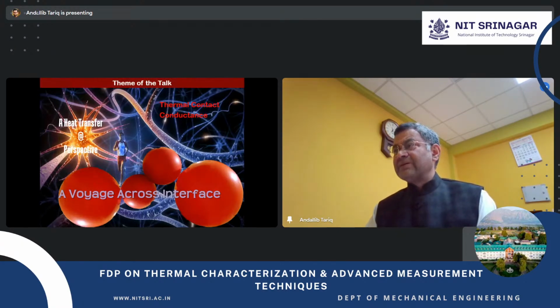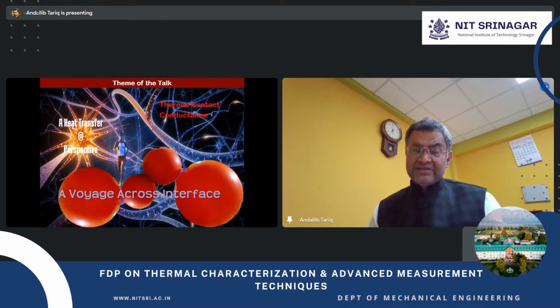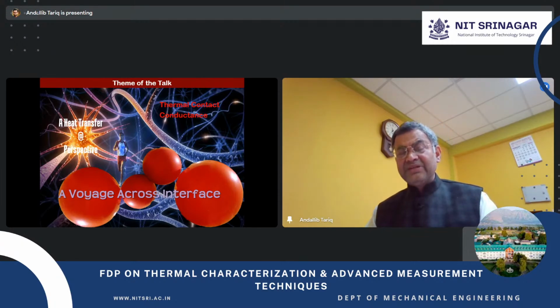And the scope and theme of today's talk is related to the heat transfer perspective, a voyage across the heat. These are just the molecular particles when we see any object at the molecular level. So at the surface, a lot of asperity will be there. So we can say this is a journey through the interface.